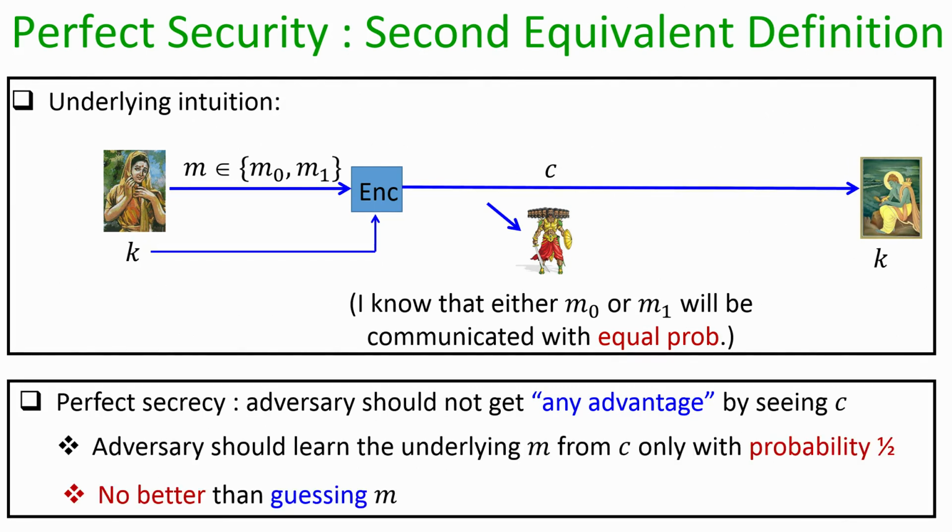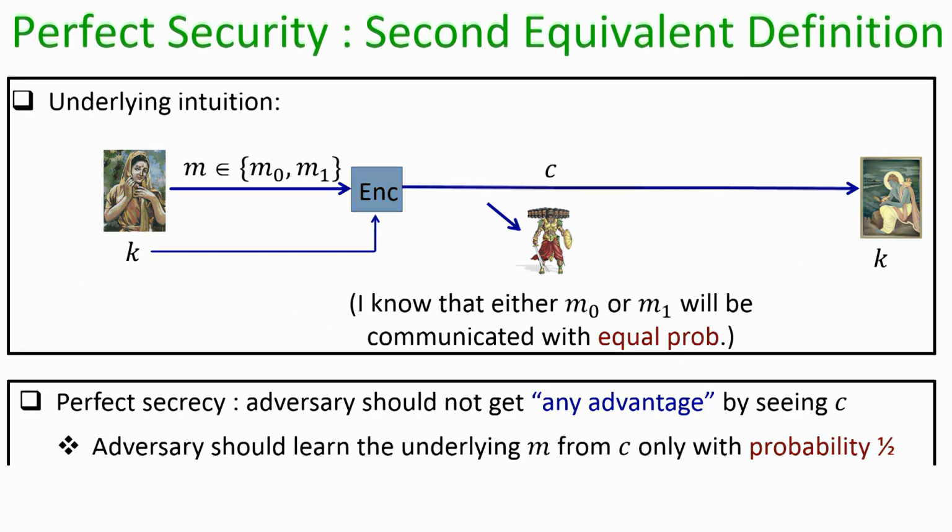Now, perfect secrecy demands that even after seeing the ciphertext C, and even after knowing the steps of the encryption process, and even if the adversary has unbounded computing power, the advantage that the adversary gets after seeing the ciphertext and learning the underlying plaintext should be 0. That means, even after seeing the ciphertext C, the probability that the underlying plaintext is M0 or M1 should be half. That means the adversary can do nothing better than guessing the underlying plaintext. That is the basic underlying intuition that we are now going to formalize.